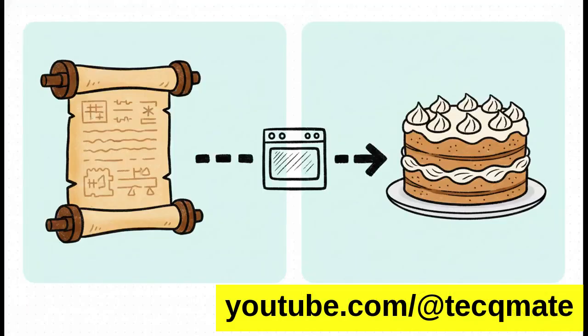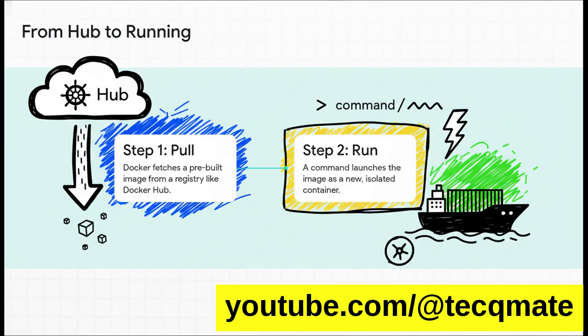So let's clear this up right now, because it's absolutely crucial. What's the difference between an image and a container? Here's the best way to think about it. A Docker image is like a recipe. It's the static, unchangeable blueprint with all the ingredients and instructions. A Docker container? That's the actual cake you bake from the recipe. It's the live, running instance of that image. Recipe, cake. Got it?